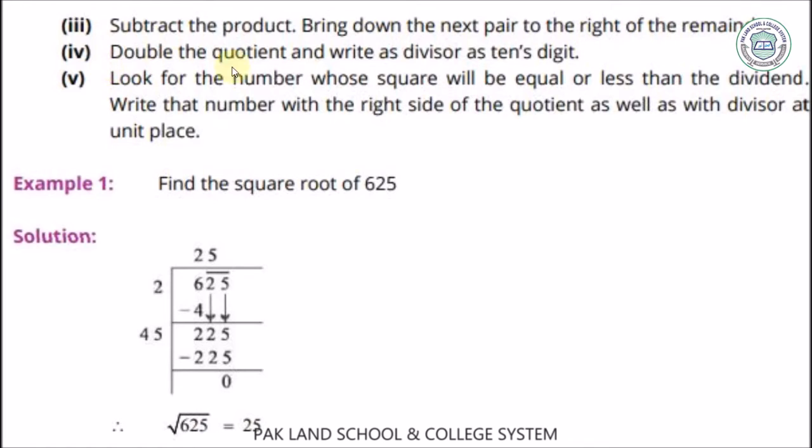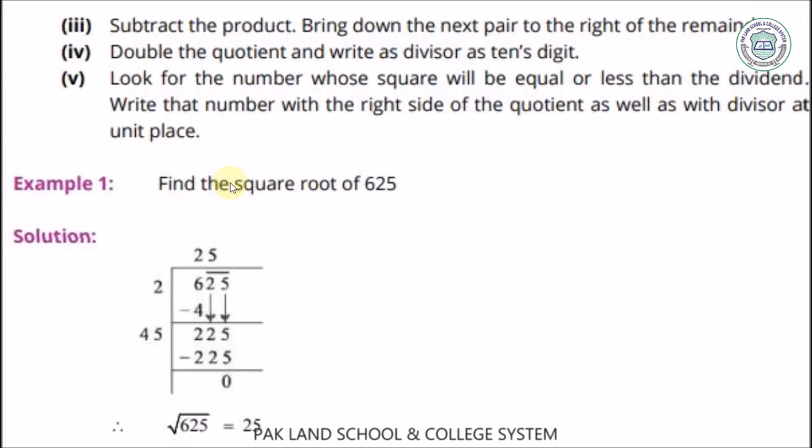The fourth step is to double the quotient and write it as the divisor with a tens digit. The fifth step is to look for the number whose square will be equal to or less than the dividend. Write that number on the right side of the quotient as well as with the divisor at the unit place.